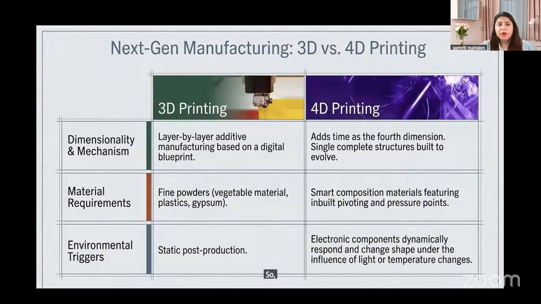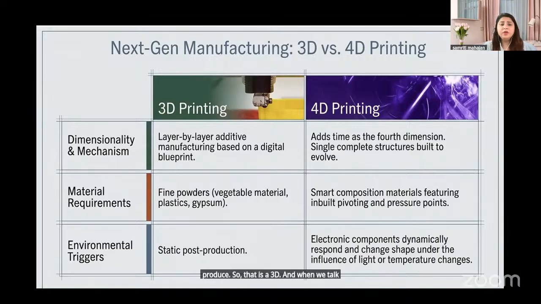Most of you are familiar with 3D printing. In food, this means layer by layer additive manufacturing from a digital blueprint. The inputs are fine powders, vegetable materials, modified starches, protein concentrates. And what is the output? The output is precise, customizable, repeatable food structures, right? Static ones are produced. So that is the 3D.